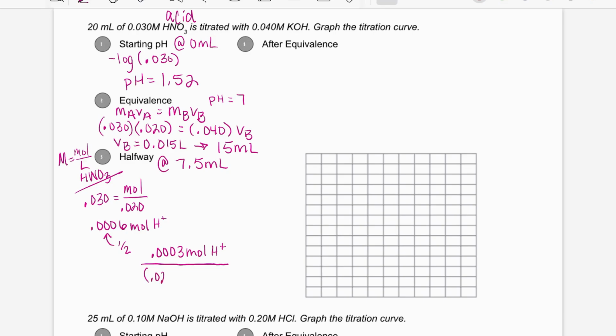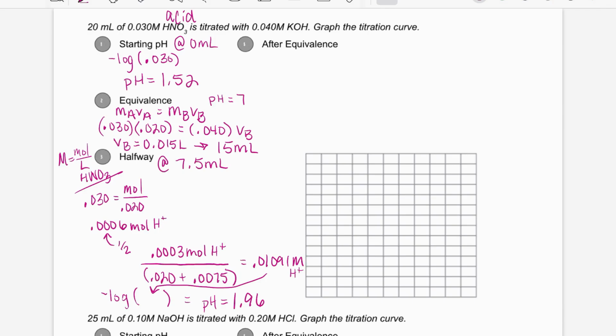So I had 0.020 plus, and then be careful with the 7.5, it's 0.0075 for my new volume. So when I divide that, I got a new molarity of 0.01091 molarity. And again, I like to label this as H+, so that I know that if I take the negative log of that, I'm just going to put an arrow. That's going to give me my pH. And I got a pH of 1.96. Okay, so now I have 3 points.